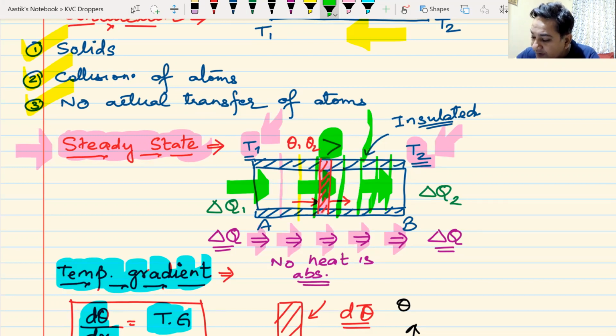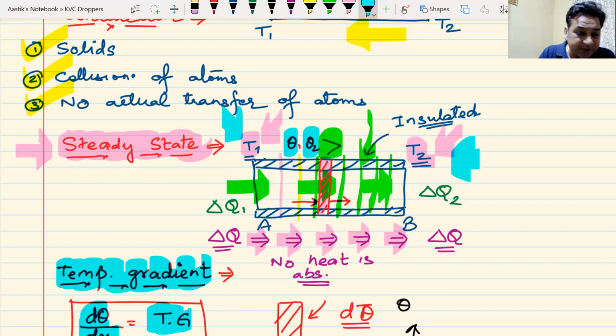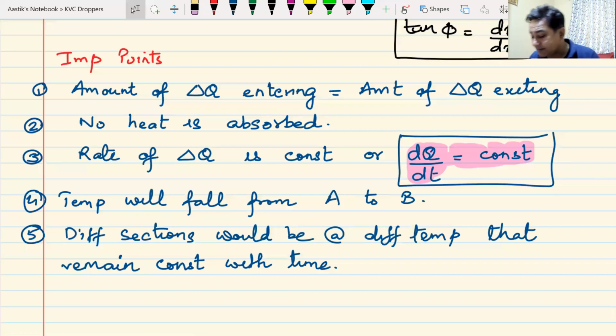All these different small sections that I have created will have different temperatures, but those temperatures will remain constant. That means this theta1 will remain theta1, theta2 will remain theta2, theta3 and so on, T1 will remain T1, and T2 will remain T2. The temperatures of different sections are different. They cannot become the same. If they become the same, heat transfer stops, conduction stops, nothing happens. They must remain different from each other with time. I hope you understand this.